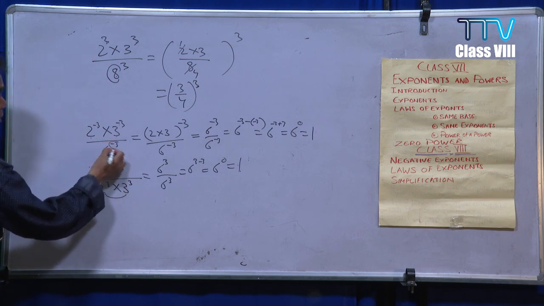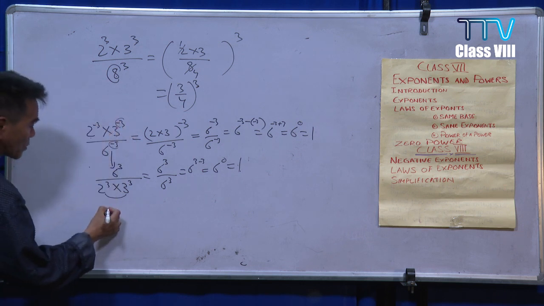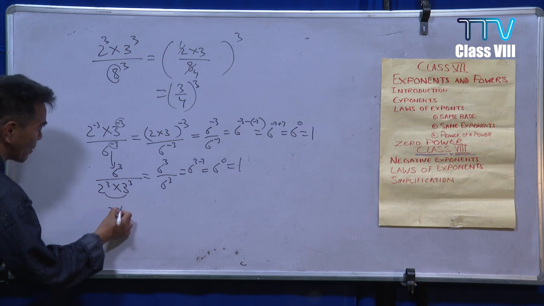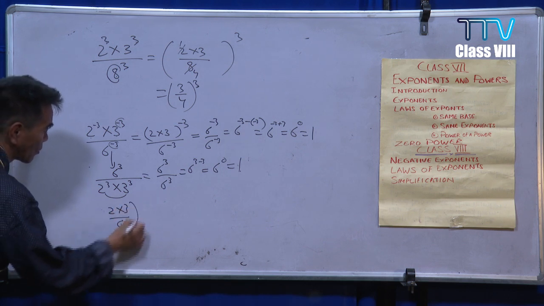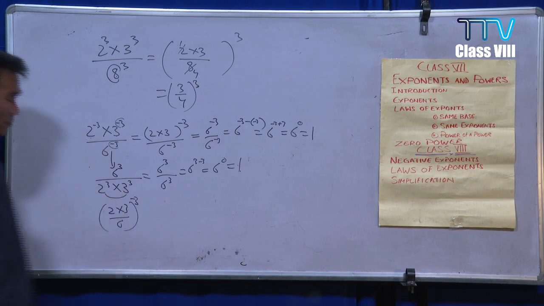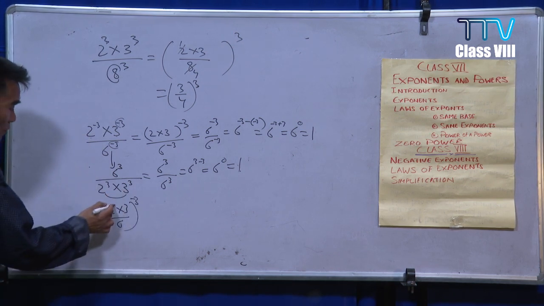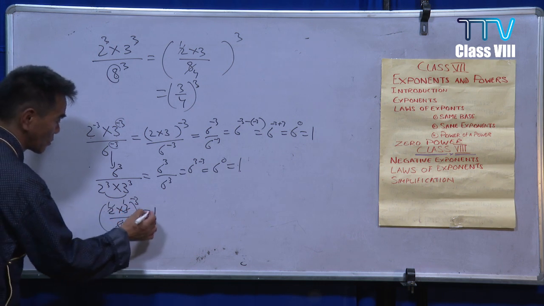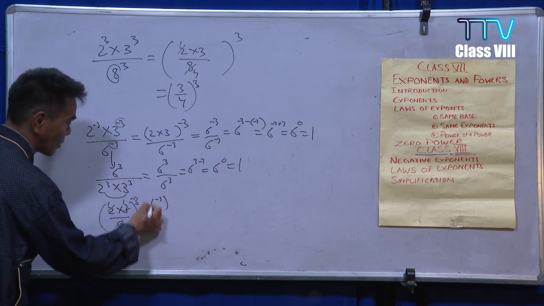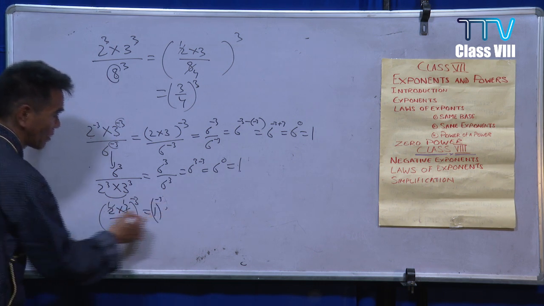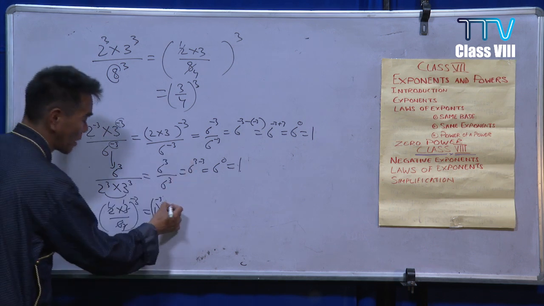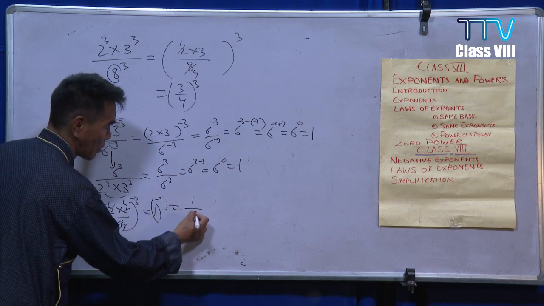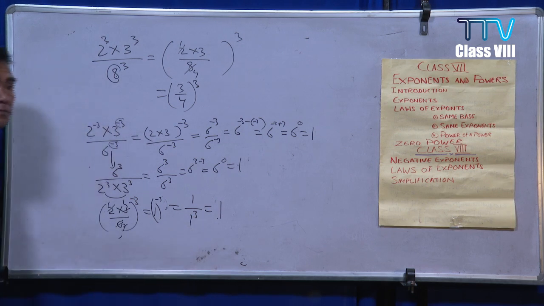The power is negative 3, negative 3, negative 3. 2 multiply by 3 is 6, and 6 power communities. The power negative, with the denominator, which is equal to 1.